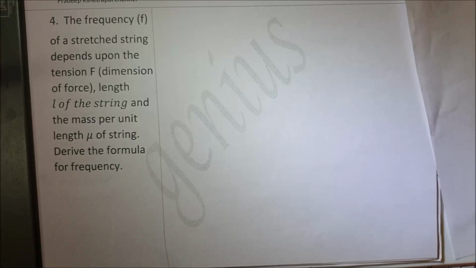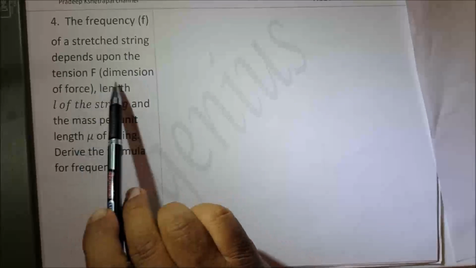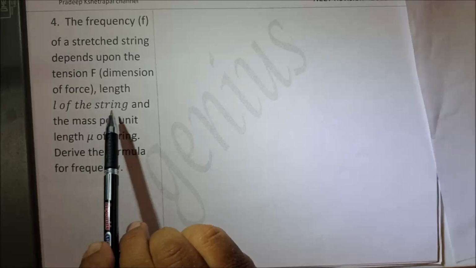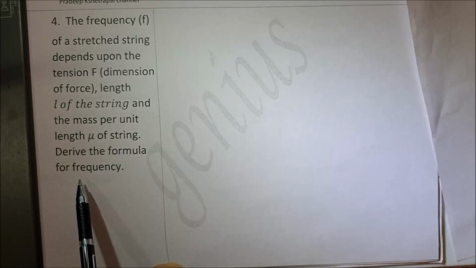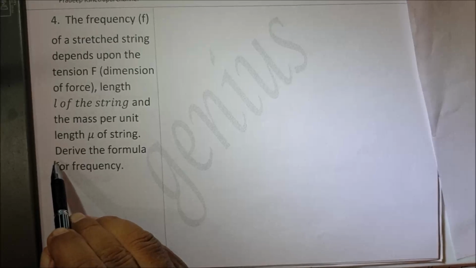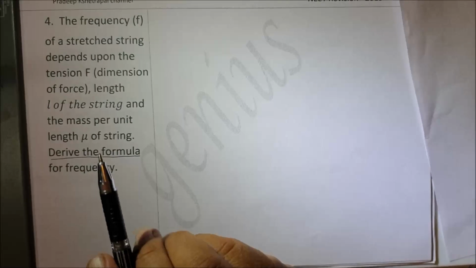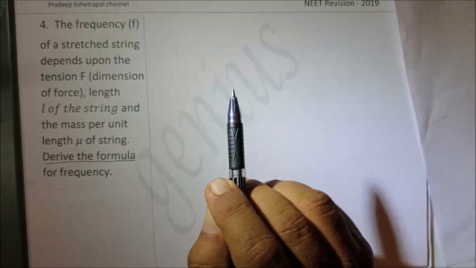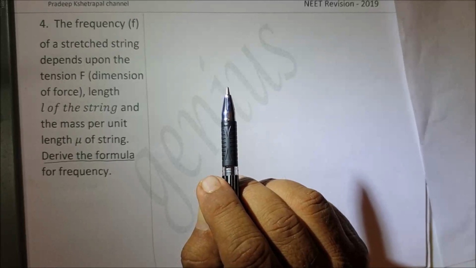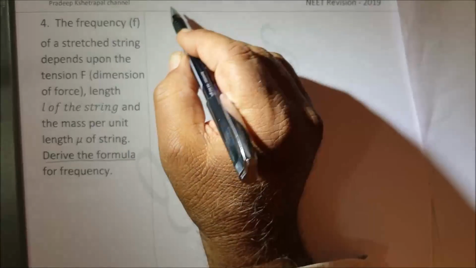Here is a question. The frequency of a stretched string depends upon the tension, length of the string, and mass per unit length of the string. Derive the formula for the frequency. What we are going to do? Derive the formula. So for the derived formula, you know that the power ABC method, we are going to apply that in dimensions. So first we make the formula for frequency F.